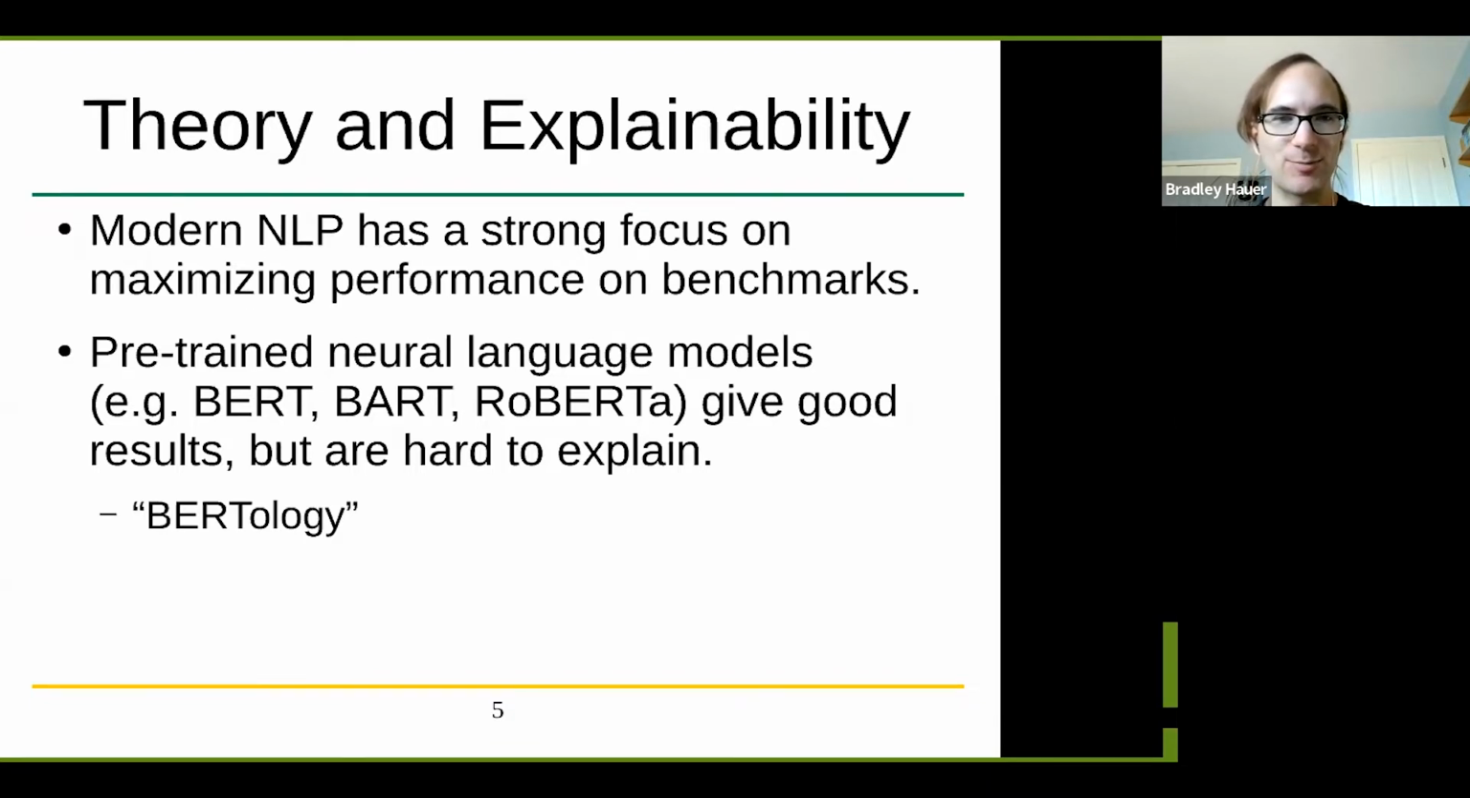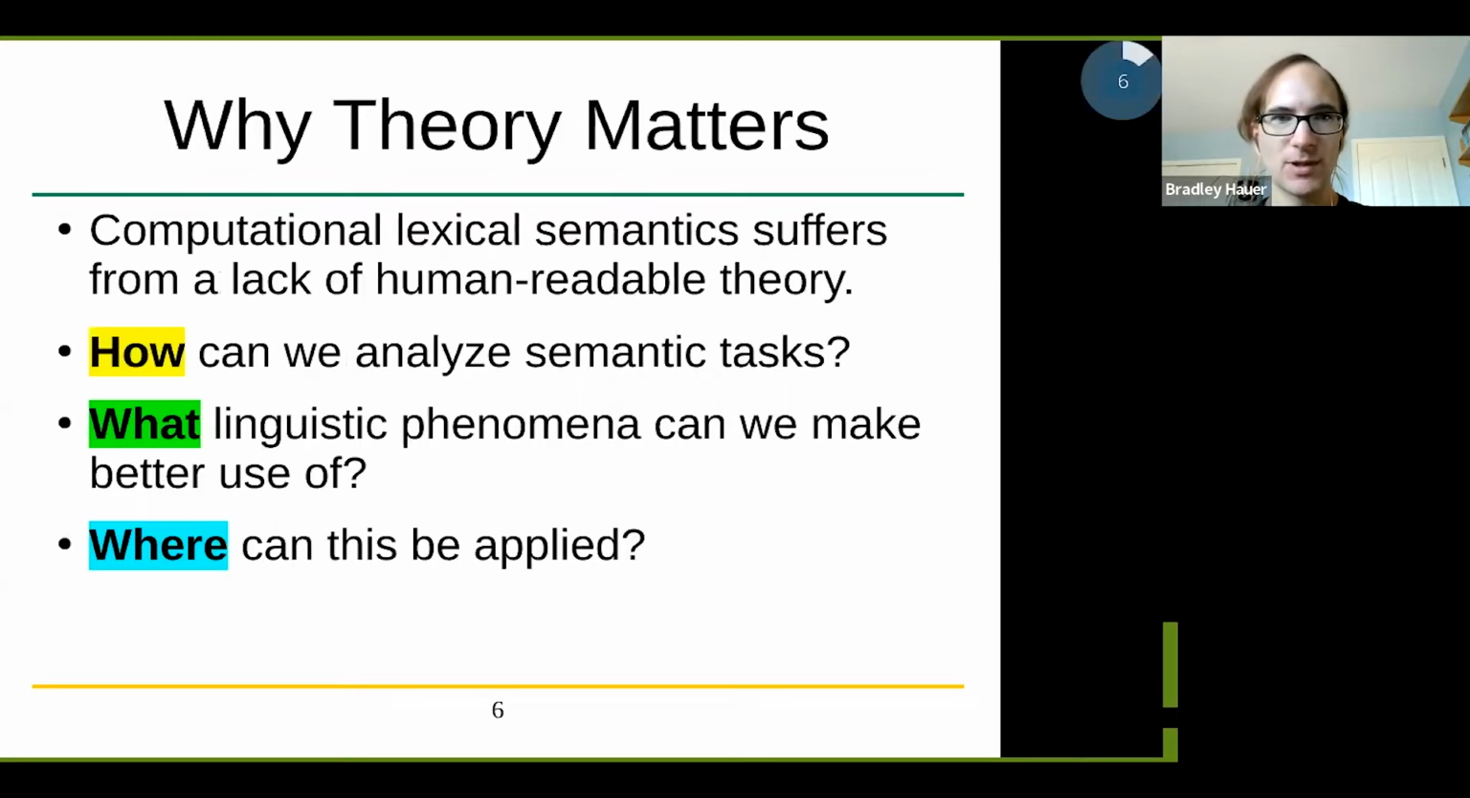So just trying to explain these models. What I'm going to be talking about today is why theory matters and why this focus on maximizing performance at the expense of interpretability is actually creating a real gap in the literature. Specifically, my position is that computational lexical semantics suffers from a lack of human readable theory.